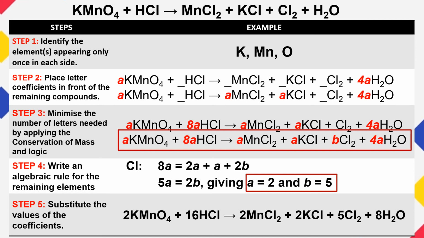So let's check by counting the number of atoms on both sides. So 2 potassium atoms in left and right side of the equation, 2 manganese atoms for right and left side, 8 oxygen, 16 hydrogen, and 16 chlorine atoms in both sides. So yes, it is balanced.